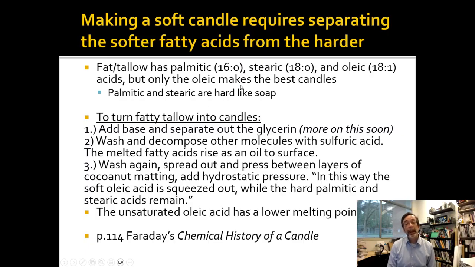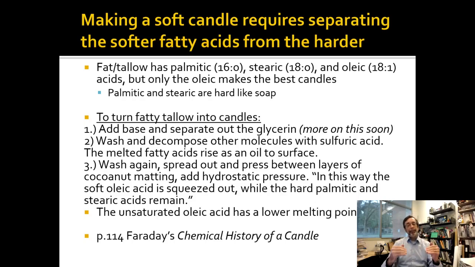Oleic makes the best candles because palmitic and stearic are too solid. They're hard like soap. So they sort of flake off instead of being moldable. So oleic acid is what you want. And this is how they figured out how to do it. This is from a more than 100-year-old lecture from Michael Faraday, the same Faraday the Faraday constant is named for. And he's turning fatty tallow into candles.